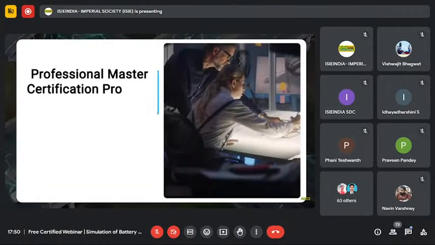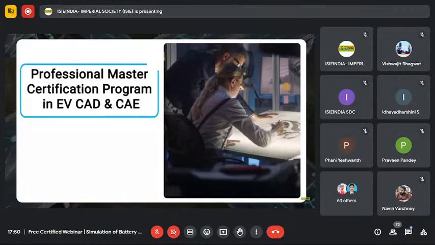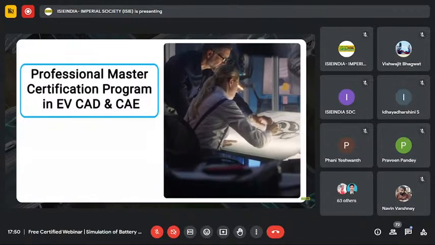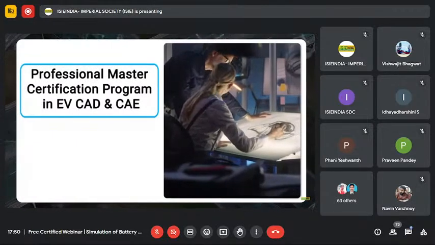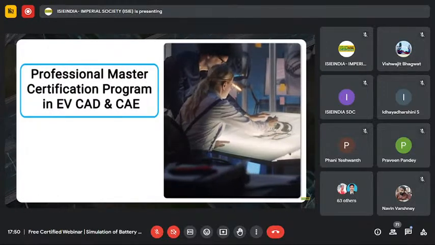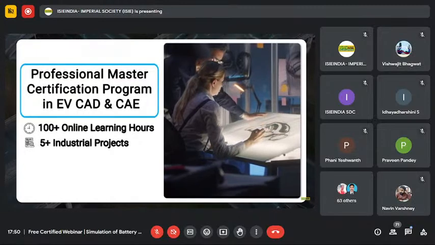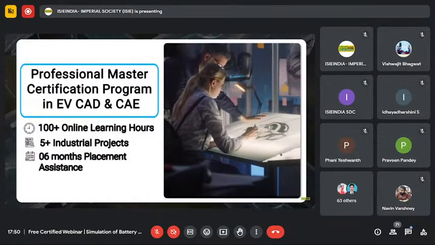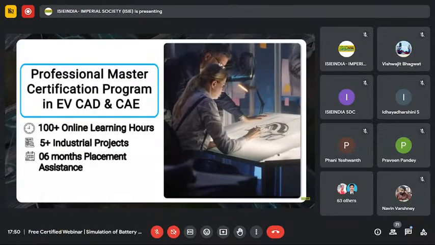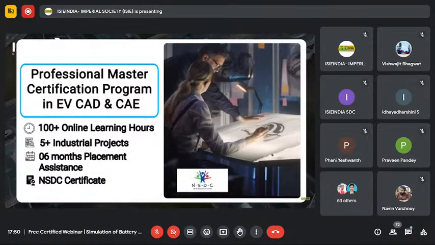Our professional master certification program in EV, CAD and CAE is specially designed for undergraduate students to pave their career path by providing industry relevant skills with 100 plus online learning hours and 5 plus hours of industrial projects. It is a 6-month placement assistance course with globally valid certification from NSDC, Government of India.